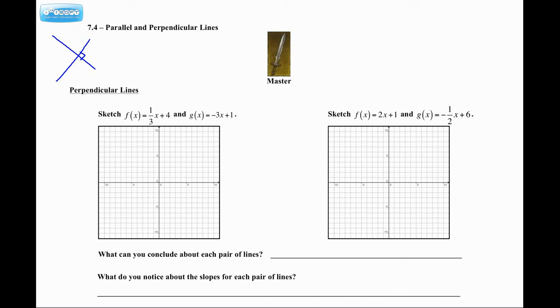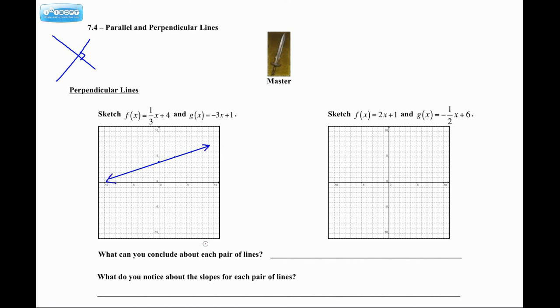We have a couple of functions here written in function notation, but that's okay. We have f of x equals 1/3 x plus 4. So that's a y-intercept of 4. The slope is 1/3, so it has to run like this. And I will sketch in that line like so. It slid a little bit there, but not going to worry about it.